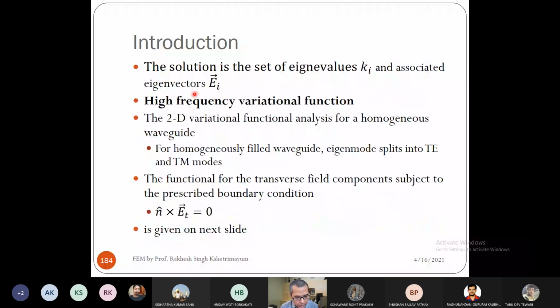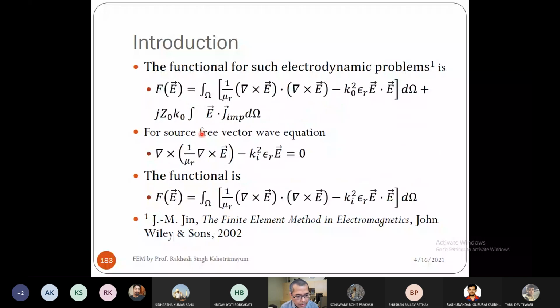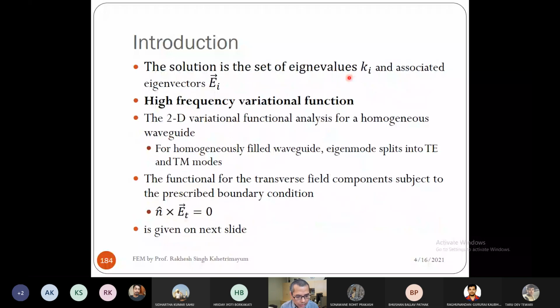So anyway, this wave equation, when we solve it, we'll get eigenvalues and eigenvectors. The eigenvalues will give me this ki here, and the eigenvectors will give me ei here. So this will give me different modes inside the waveguide, and we've considered TE modes, so we'll get different TE modes inside the waveguide. So this will give me the fields for different TE modes inside the waveguide.